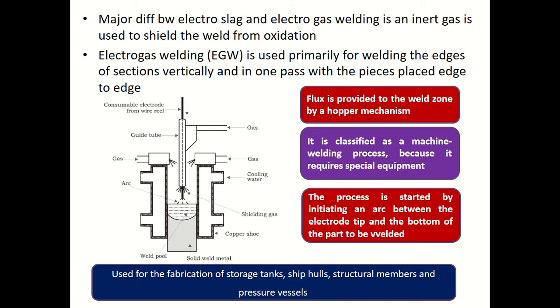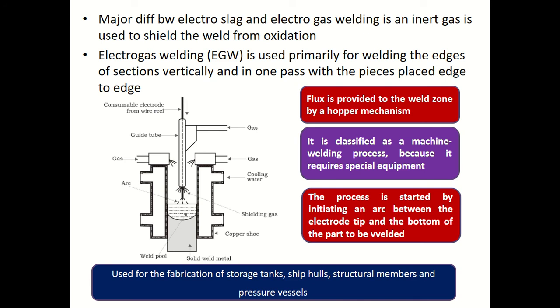The major difference, as I mentioned, between electro slag welding and electro gas welding is that it uses an inert gas, I mean carbon dioxide, to shield the weld from oxidation. So that is the major difference between electro gas welding and electro slag welding. In electro gas welding, we use an inert gas like carbon dioxide to shield the weld from oxidation.